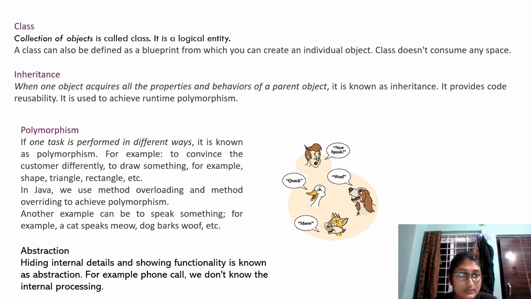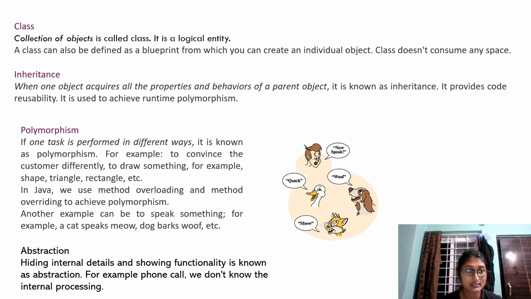A collection of objects is called a class. It is a logical entity. A class can also be defined as a blueprint from which you can create an individual object. A class does not consume any space. Inheritance: when one object acquires all the properties and behavior of a parent object, it is known as inheritance. It provides code reusability. It is used to achieve runtime polymorphism.